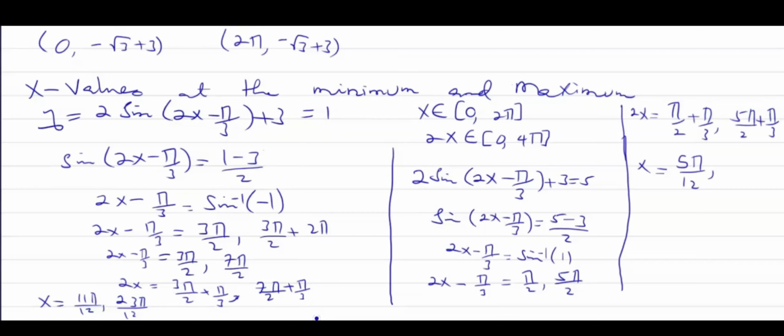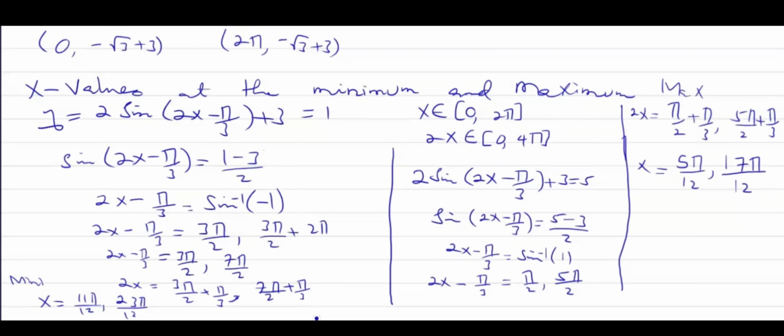And that's going to be 15, 17 over 12. So 17 over 12 is the maximum. So these are the x values at the maximum, and these are the x values at the minimum. So the x values at the minimum were there, and these are the maximum side.